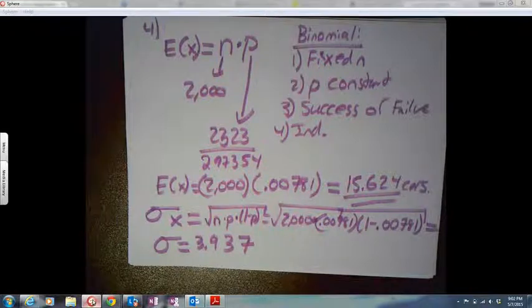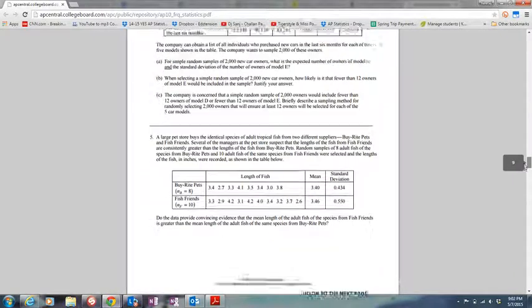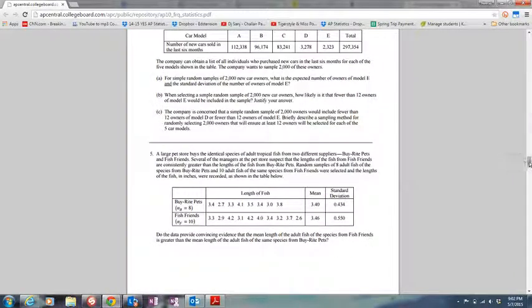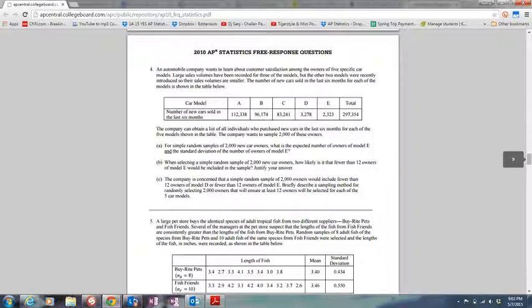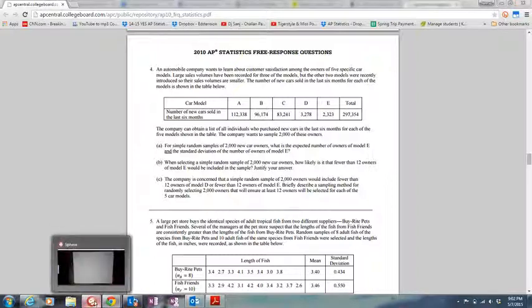Let's take a look at part B now. Part B says, 4B, here we go. When selecting a simple random sample of 2,000 car owners, how likely is it that fewer than 12 owners of Model E would be included in the sample? Justify your answer. So we want to know, right, what is the probability? We're taking 2,000 car owners that fewer than 12 will be in this sample. So we want to know the probability that X is less than 12.